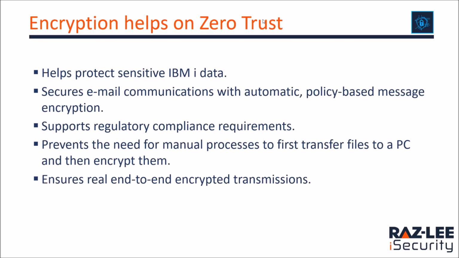Then fifth, and nevertheless important, it ensures real end-to-end encryption of transmissions. So this is what the first point was: move the data in transit encrypted. End-to-end transmission means that we will comply with the network and data transmission part that is in zero trust.